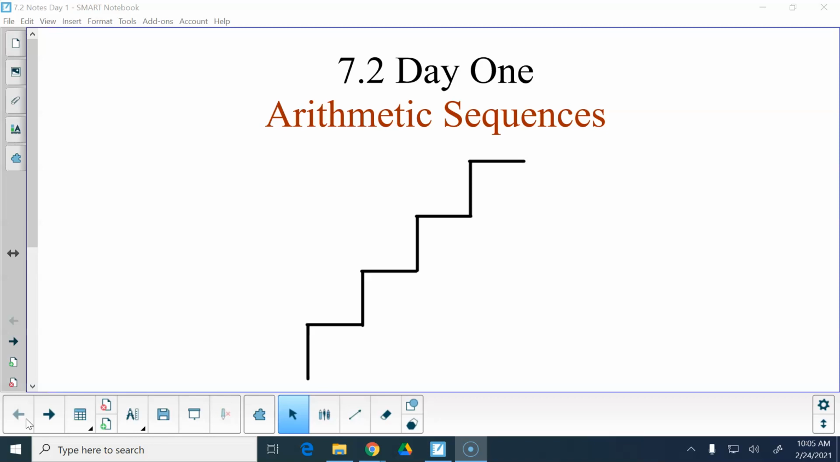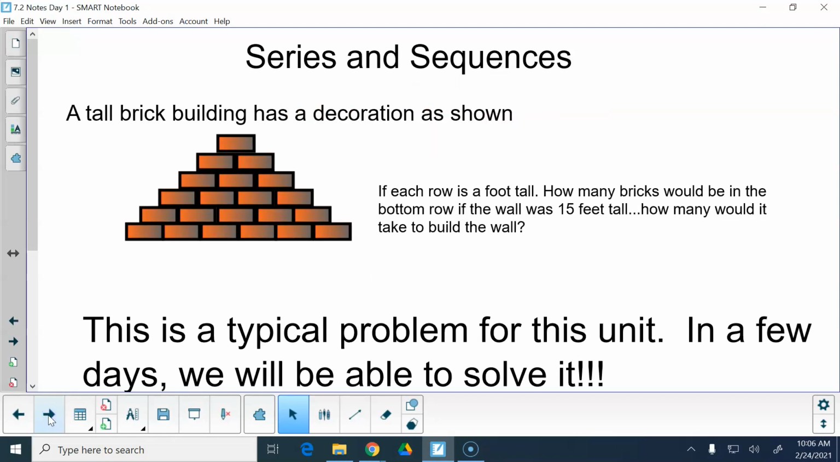So arithmetics today, day one, we're going to deal with sequences today. Tomorrow we'll deal with series. Monday we'll deal with application problems. So that's the plan. So sequences and series today are actually just really sequences today.